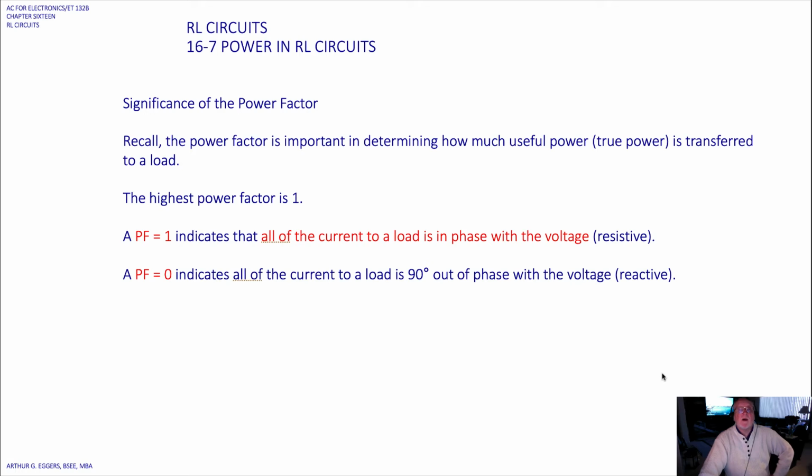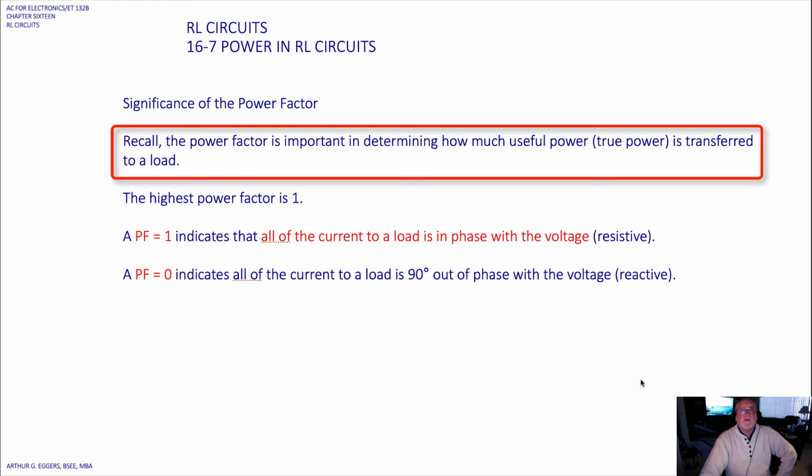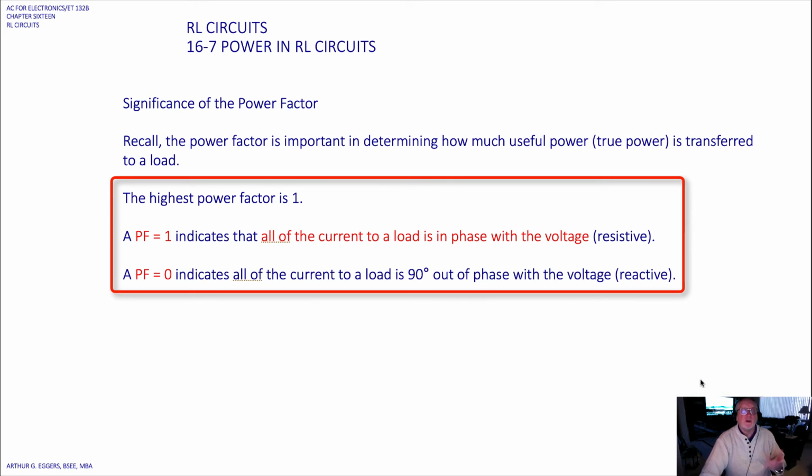So what's the significance of the power factor? Recall that the power factor is important in determining how much useful power, the true power, is transferred to the load. In all of the circuits that we study, where we're interested in getting the maximum power to the load, this is an important calculation. The highest power factor is 1, or unity. A power factor of 1 indicates that all of the current to the load is in phase with the voltage, resistive. A power factor at the other end of the scale, 0, indicates all of the current to the load is 90 degrees out of phase with the voltage, and it's reactive.